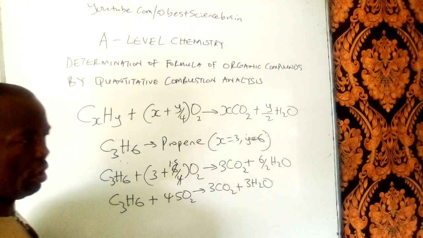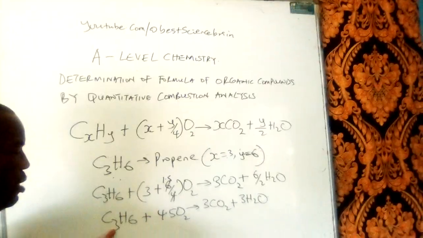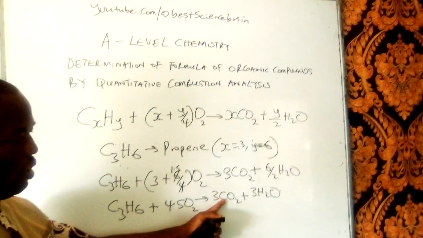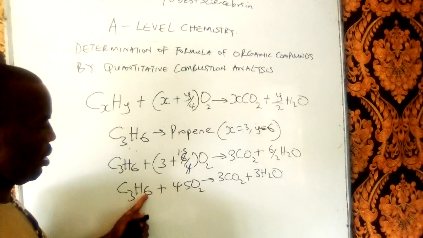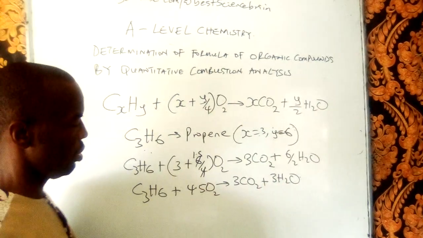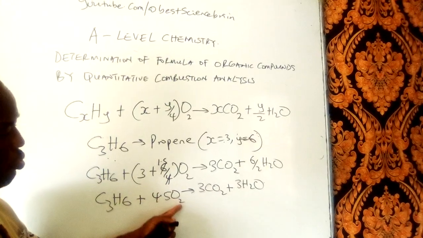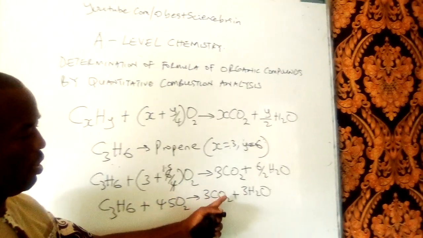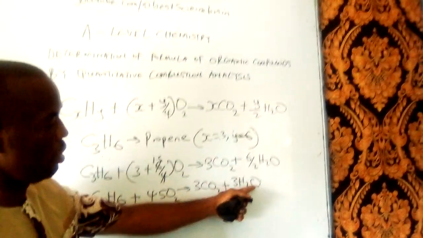Look at this equation, is it balanced? Yes. Carbon is 3 atoms here and 3 atoms over there. Hydrogen is 6 atoms here, and 3 times 2 is 6. Oxygen is 4.5 times 2, which is 9. Over there, 3 times 2 is 6, and 3 times 1 is 3. 6 plus 3 gives us 9.